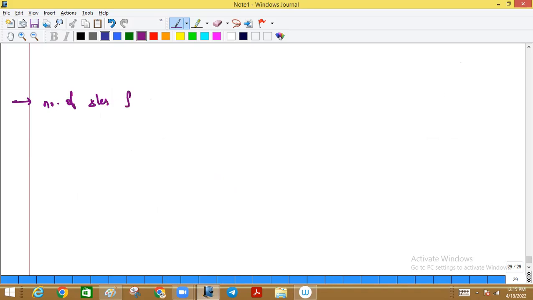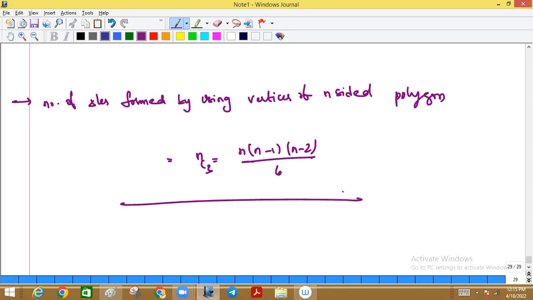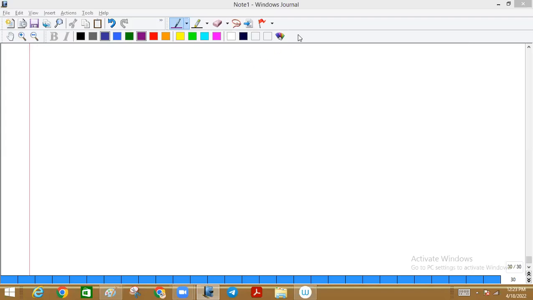Number of triangles in a polygon is nC3, which is n into n minus 1, n minus 2 by 6. Copy them. Number of diagonals and number of triangles. See here.